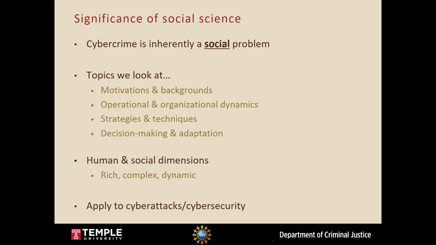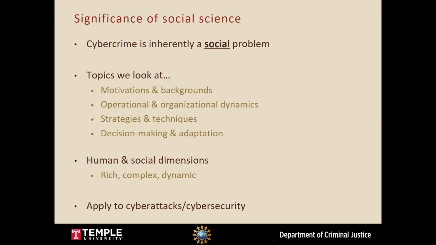From the social science perspective, some of the topics that we look at, and by we, I mean me and my team, fall into these four broad categories. What are the motivations of adversaries? What are their backgrounds? How do they organize and operate? What types of strategies and techniques are they using? How do they make decisions as cyber attacks unfold? And how might they be adapting to any disruptions or hurdles that they experience? These are inherently social and human dimensions that are often very rich and complex and ever changing. And this is the lens that we apply to cyber attacks and cybersecurity.